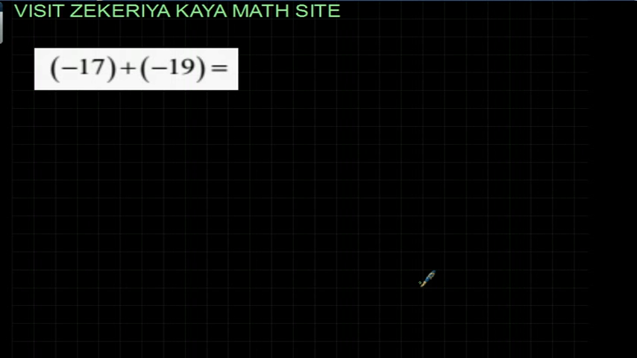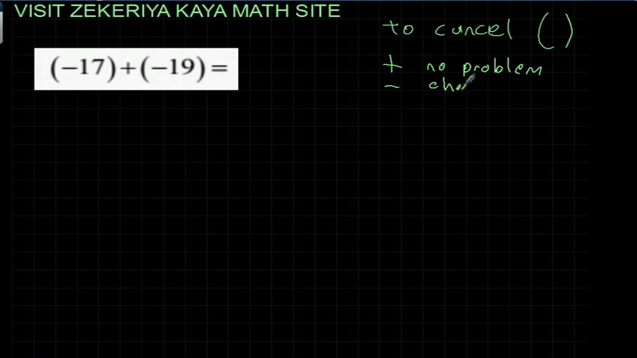Now, about operations with integers, there are 3 rules which I gave you. First rule is to cancel, to remove the parentheses. What is the rule? Plus, no problem, minus changes. First rule. Second rule, in addition or subtraction, after you cancelled parentheses.